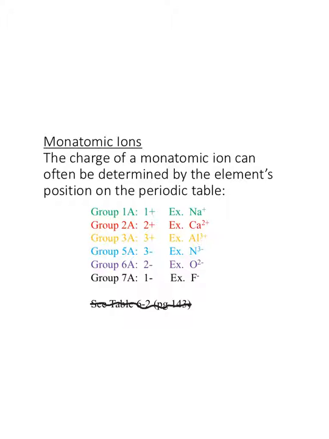Now, you may be wondering, well, where's group 4A? Good question. Well, here's the thing. Most of the time, group 4A elements do not lose or gain electrons. They usually covalently bond. So we don't really look at them so much in terms of ionic bonding and losing and gaining of electrons. But if they did, it would depend on the situation. So it could be a + or - 4 charge.